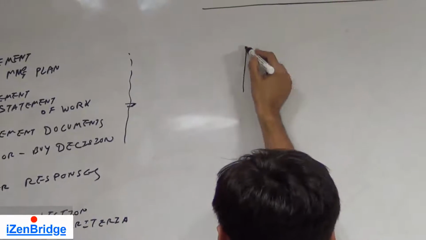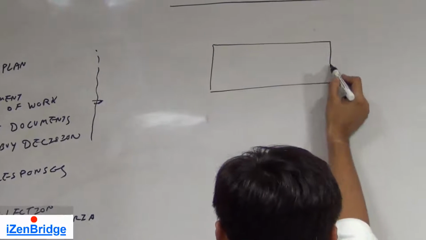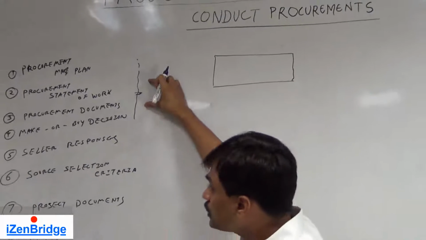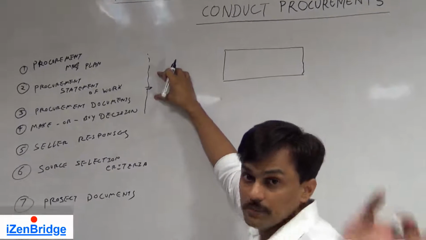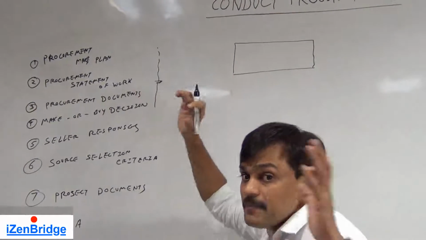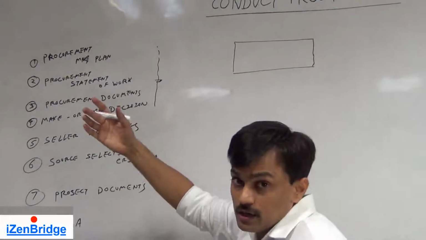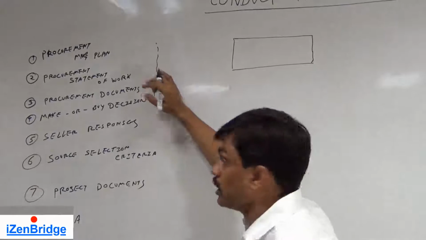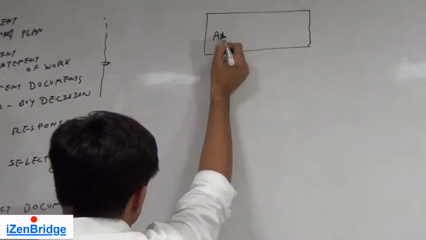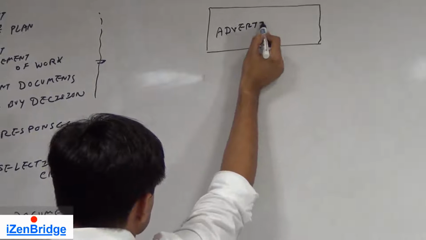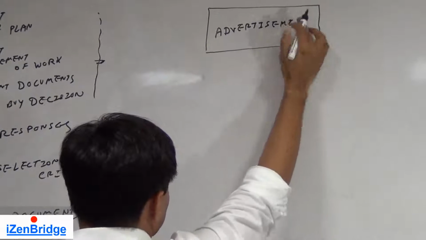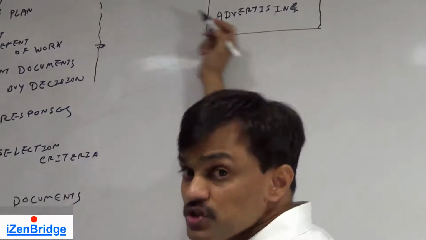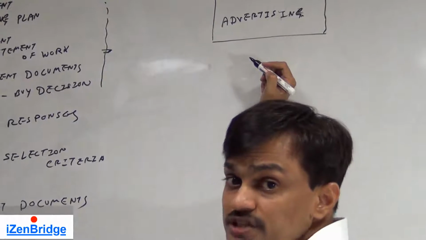So let us look at the flow of conducting procurement. First we need to advertise. We need to do something by which the procurement statement of work along with the procurement documents becomes visible to various sellers. So we may invite request for proposal. We may issue a tender based on our procurement statement of work. So we do advertising.